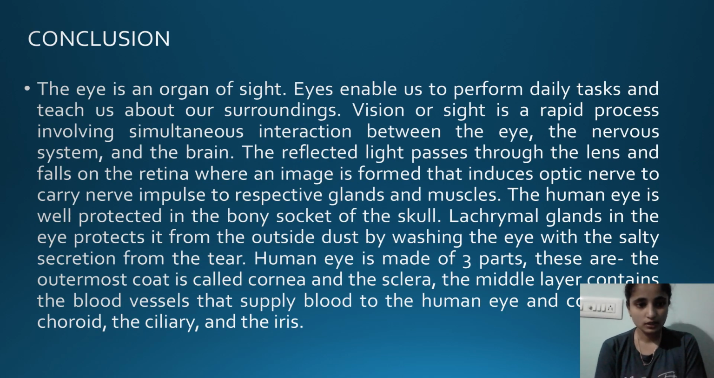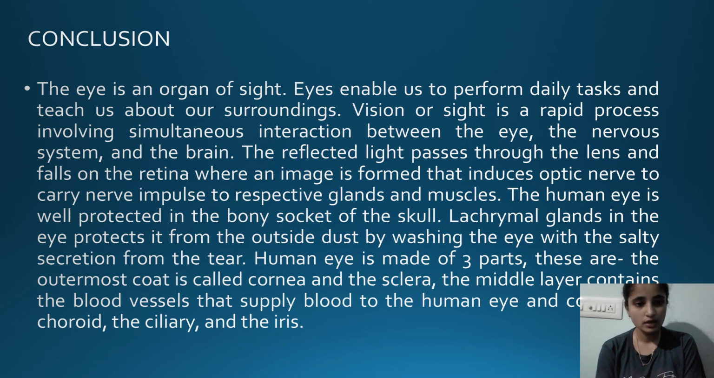Finally, conclusion. The eye is an organ of sight. Eyes enable us to perform daily tasks and teach us about our surroundings. Vision or sight is a rapid process involving simultaneous interaction between the eye, the nervous system, and the brain. The reflected light passes through the lens and falls on the retina, where an image is formed that induces the optic nerve to carry nerve impulses to respective glands and muscles.